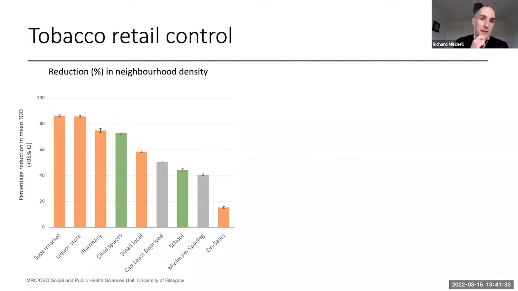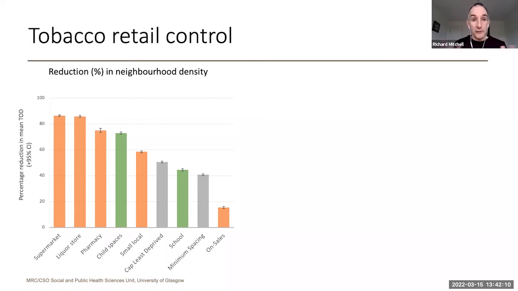And what this graph is showing is the percentage reduction in the mean neighbourhood density of tobacco retail according to a whole range of different policy scenarios. So for example, we said, well, what if you could only buy cigarettes and tobacco products in a supermarket or an off-licence or a pharmacy? Or what if you stopped selling them anywhere near a child's space? So that would be a school or a play park. Well, what if we had a cap on the density that was allowed, like a minimum spacing? That happens in Madrid, for example, where you can't have tobacco shops too close together. What if we stopped sales anywhere near schools? A whole variety of different policies.